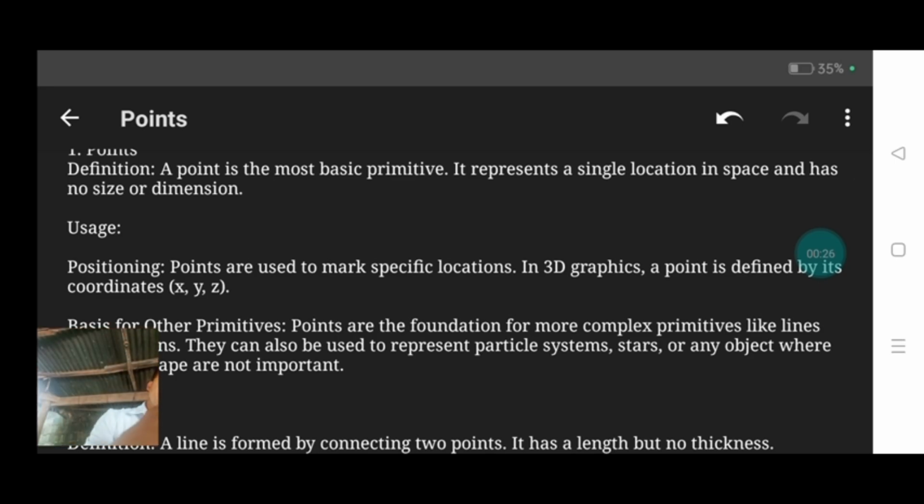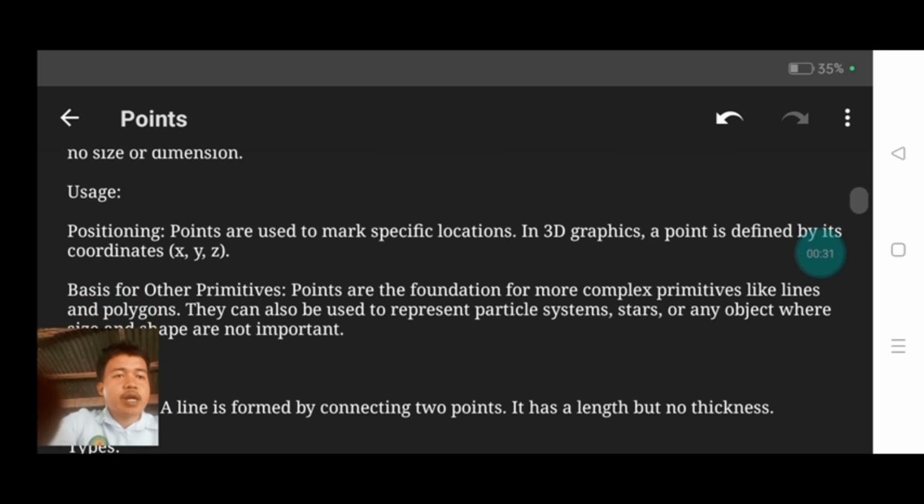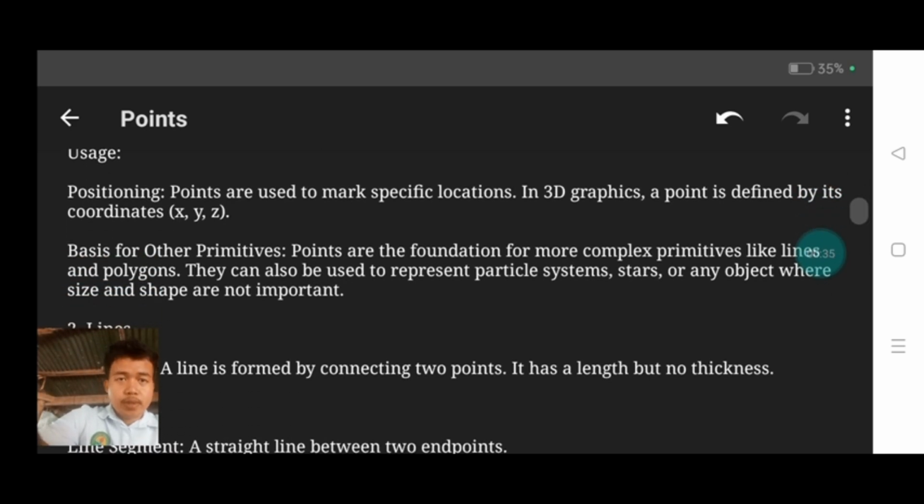Positioning. Points are used to mark a specific location. In 3D graphics, a point is defined by its coordinates x, y, and z.